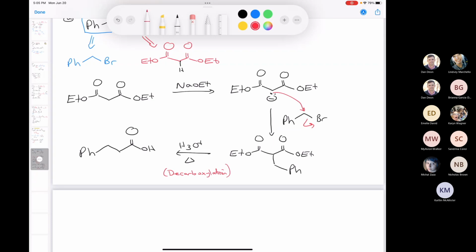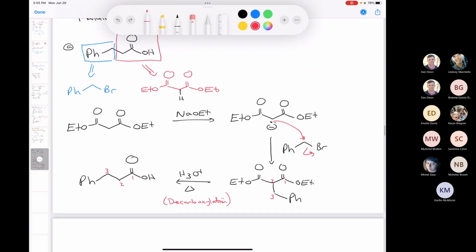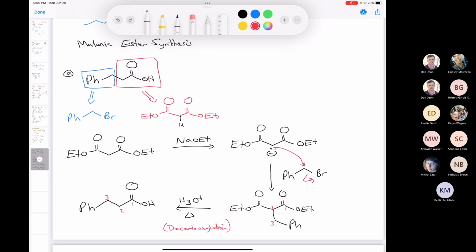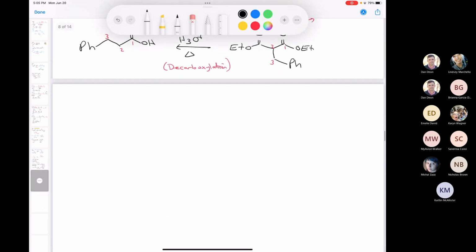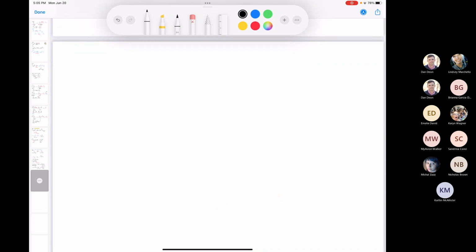So remember, if we count the carbons like this, 1, 2, 3, this would come from carbon 1, 2, 3, right? You end up losing CO2 in the process. In the first step, obviously, you hydrolyze the esters. So that is a malonic ester synthesis, and you need to know how to use diethyl malonate. Let's try another malonic ester synthesis question. So this is 21.68b. And this time we want to make this compound.